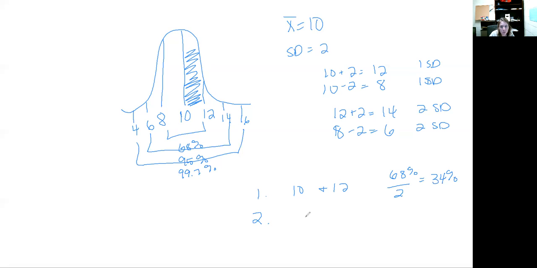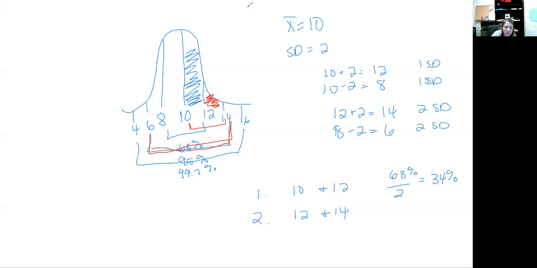Number 2 says between 12 and 14. So here is 12 and 14. I'm going to do a different color. Let's do red, okay? Between 12 and 14, we want this part, all right? Well, from 10 to 14, all right, so here is 6 to 8, right? 6 to 14, I'm sorry. 6 to 14 is 68%, okay? And if you think of from here to here, this will be 34%.